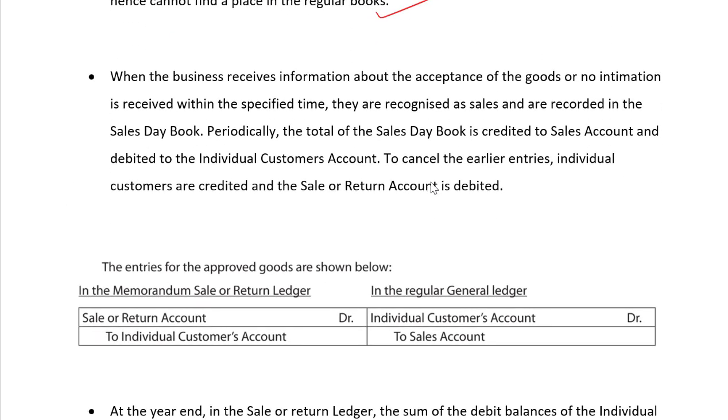When the business receives information about the acceptance of goods, or no intimation is received within the specified time, they are recognized as sales and are recorded in the sales day book. Periodically, the total of the sales day book is credited to sales account and debited to individual customers' accounts. To cancel the earlier entries, individual customers are credited and the sales return account is debited.